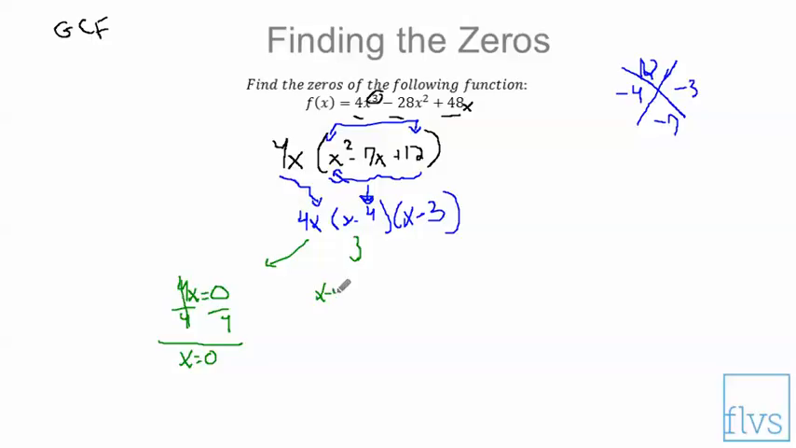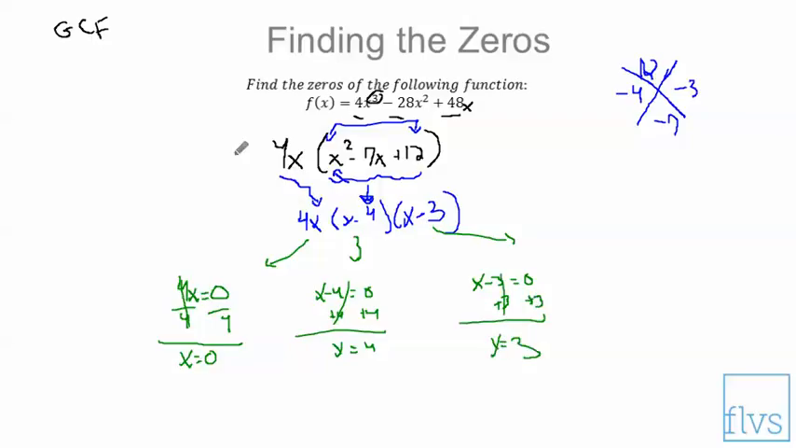Do the same thing again with this one. X minus 4 equals 0. We can add 4 to both sides, and we're going to end up with x is equal to 4. And then lastly, x minus 3 is equal to 0. Add 3 to both sides, and you wind up with x is equal to 3. So notice that my degree, again, from the beginning was 3. So I should have 3 zeros, 3 solutions. So that would be x equals 0, x equals 4, and x equals 3. So there are my 3 solutions for this one.